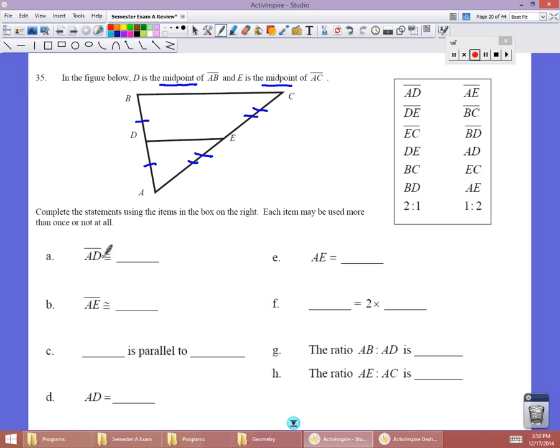So the first one says AD is congruent to what? Well, we already marked it. It should be congruent to BD. Second, AE, which we marked, is congruent to what? Again, we're not going to cross these out because we might use them again. They can be used more than once, or they might not be used at all. We had BD, now we're using AE. That should be congruent to EC.